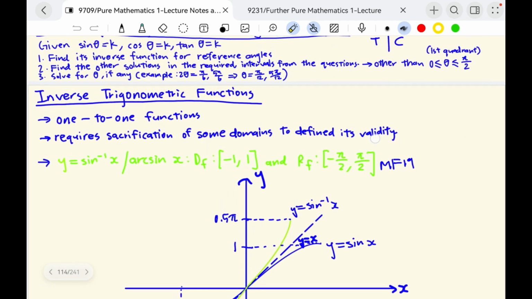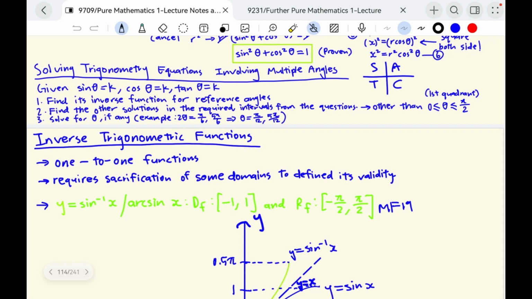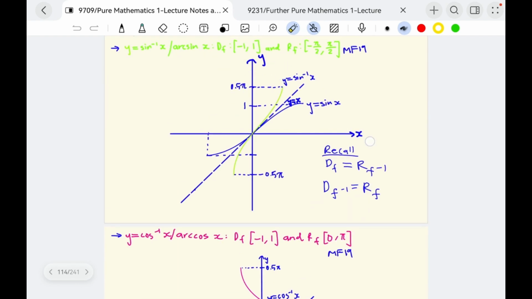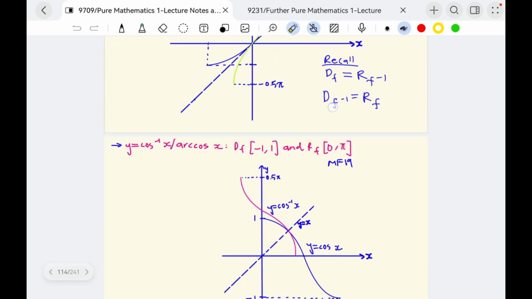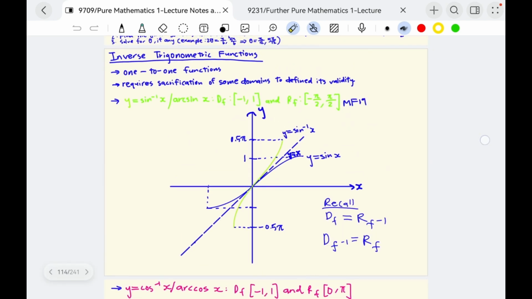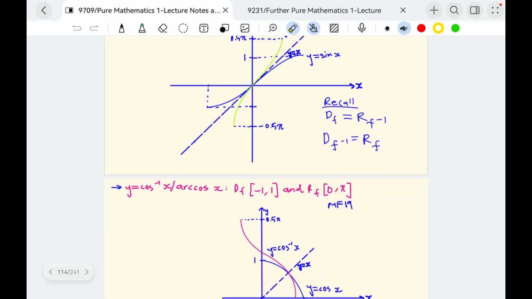Okay, and for the inverse trigo functions, to define them as one-to-one functions, it requires the sacrifice of some domains to define its validity. What is its validity? Same as chapter 2 that we have recalled, which is one-to-one functions, or to satisfy the horizontal line test. Okay? So yeah, for the domain and the range of the inverse trigo, all of the 3 inverse trigos have been shown in the MF19. You can refer and see.